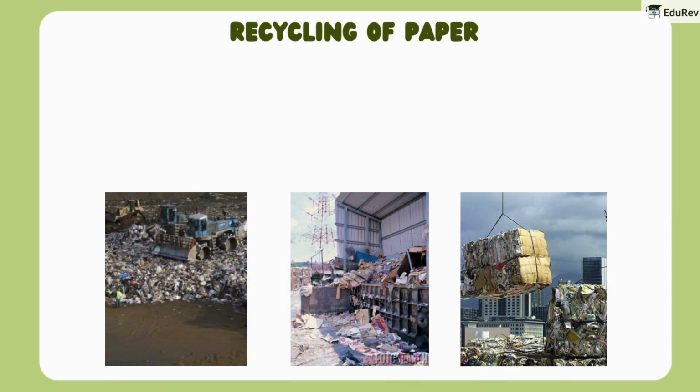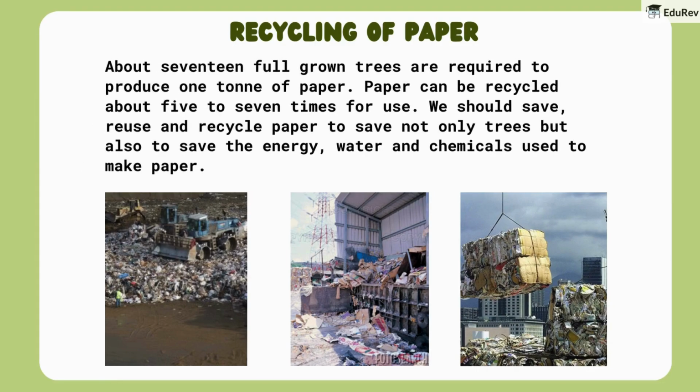Did you know we need lots of trees to make paper? About 17 full-grown trees are required to produce 1 ton of paper. Paper can be recycled about 5 to 7 times for use. We should save, reuse and recycle paper to save not only trees but also to save the energy, water and chemicals used to make paper. So, we need to conserve forests.